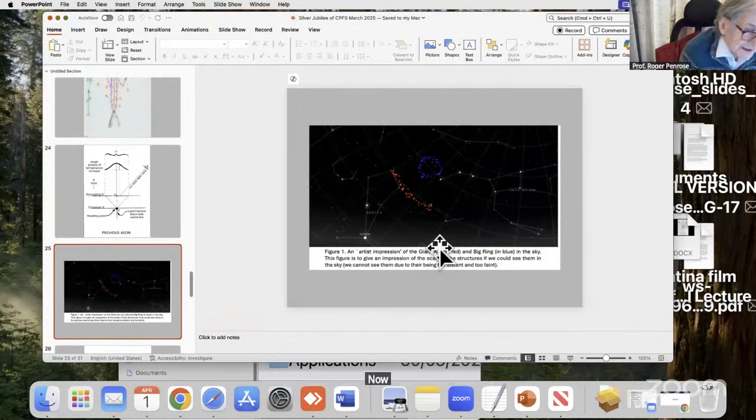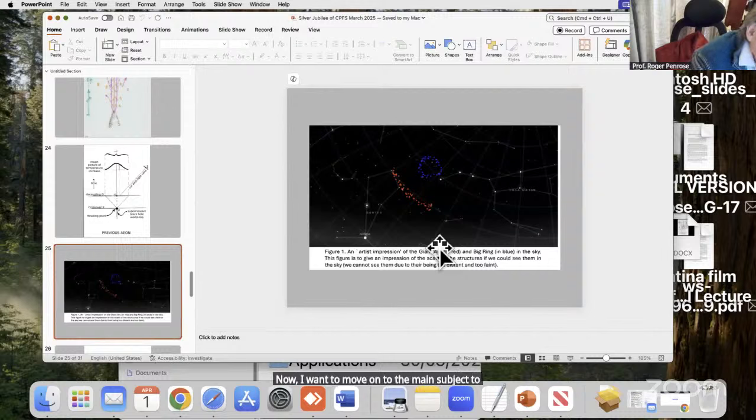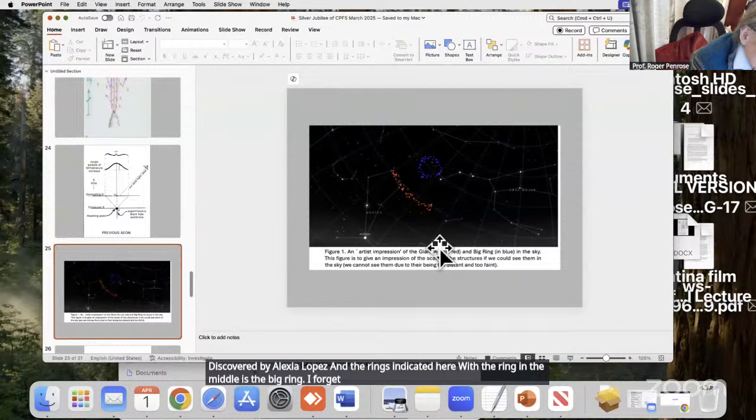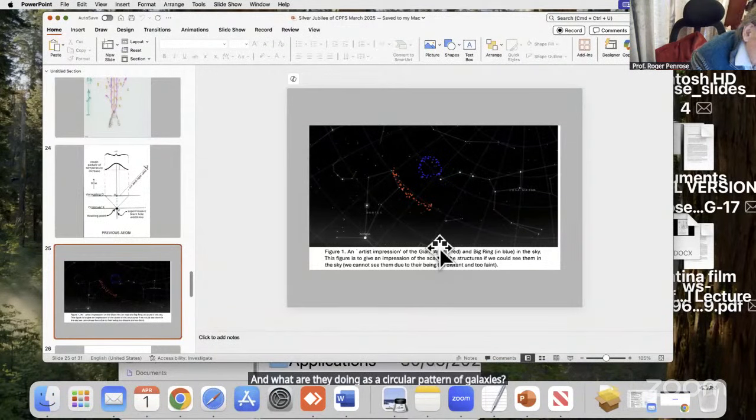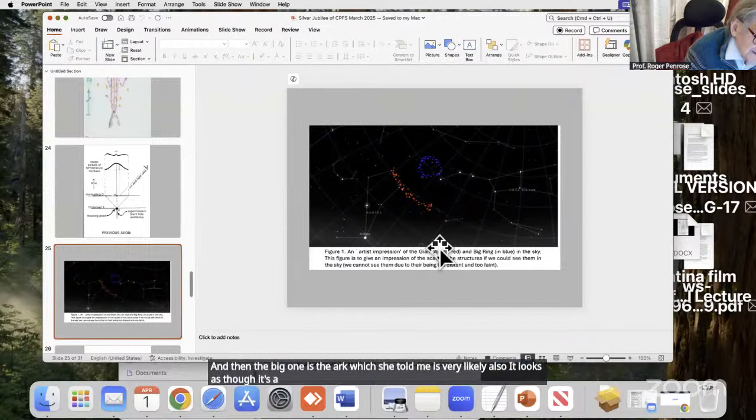Now, I want to move on to the main subject of this talk, which is a new effect. This is the effect discovered by Alexia Lopez, and the rings indicated here, where the ring in the middle is the big ring, I forget what it's called, the large ring, and it seems to be a circular pattern of galaxies. And what are they doing as a circular pattern of galaxies? And then the big one is the arc, which she told me is very likely also a ring. It looks as though it's a ring which is not quite centered at the same place as the other ring, but they're not so far away.